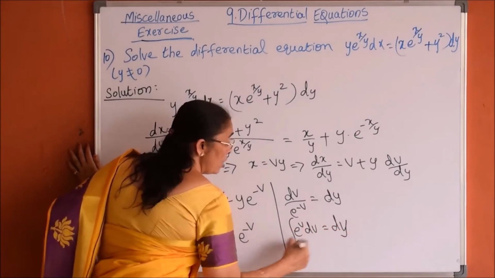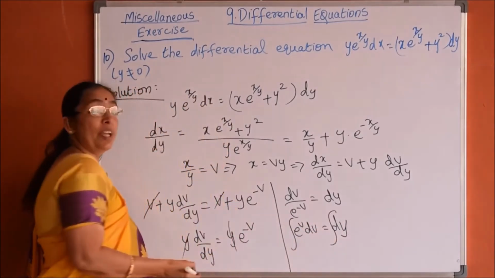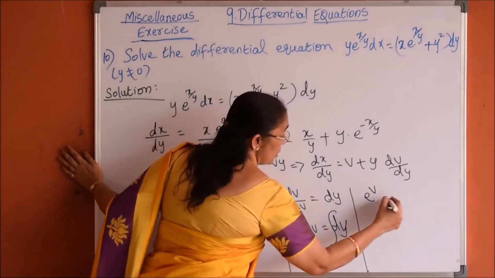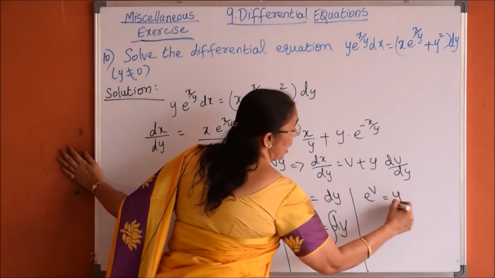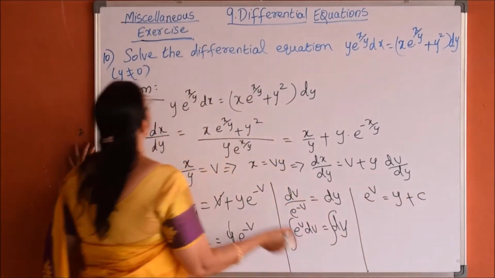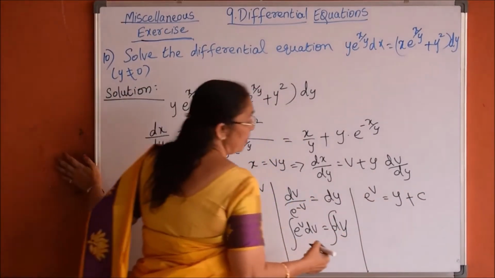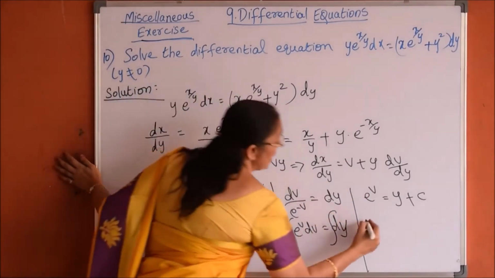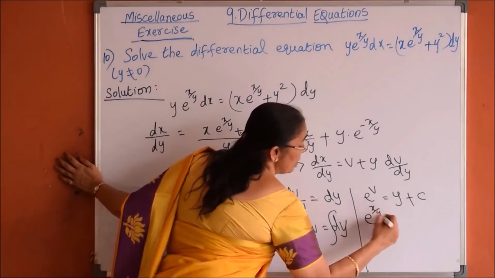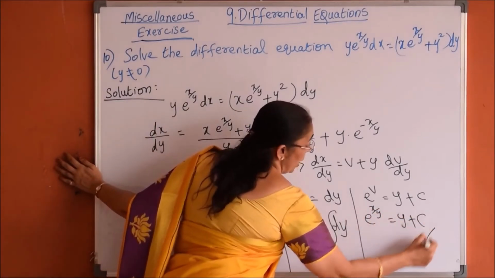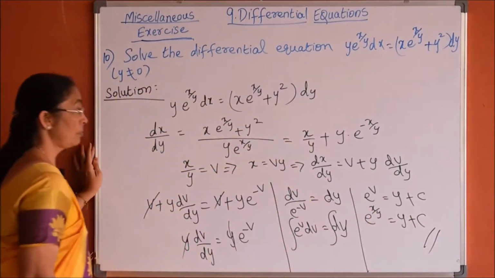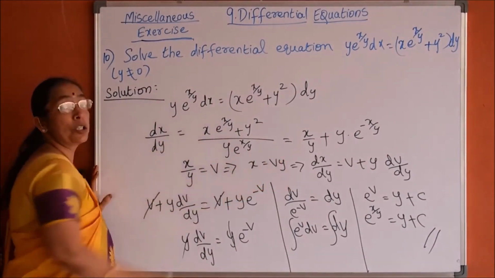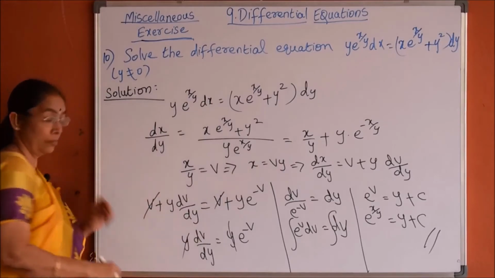Now, integrating on both sides, the integral of e power v dv is e power v itself, is equal to the integral of dy, which is y plus c. We can't find a particular solution, general solution only. Now, v is nothing but x by y, so e power x by y is equal to y plus c. So, by substituting x by y is equal to v, we are able to solve this differential equation.